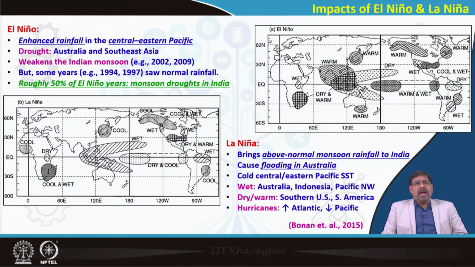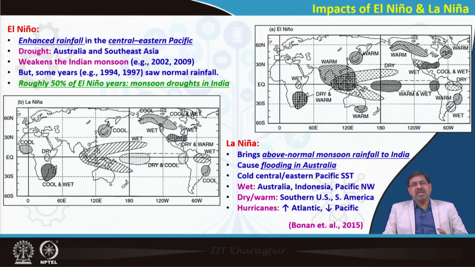So, let us understand El Nino: enhanced rainfall in the central and eastern Pacific. Look at the region, central and eastern Pacific. Drought in Australia and Southeast Asia, where the Indian subcontinent lies. So, because of the El Nino effect, we have higher rainfall in the central eastern Pacific region, whereas the contrasting drought situation is realized in Australia and Southeast Asia, and it leads to weakening of the Indian monsoon.